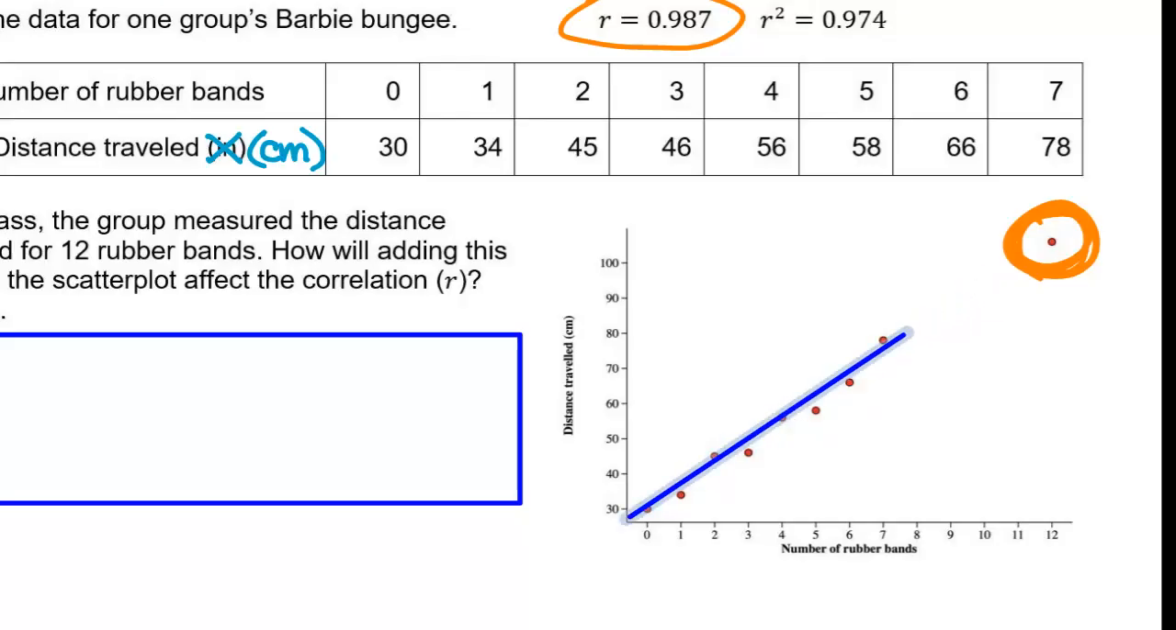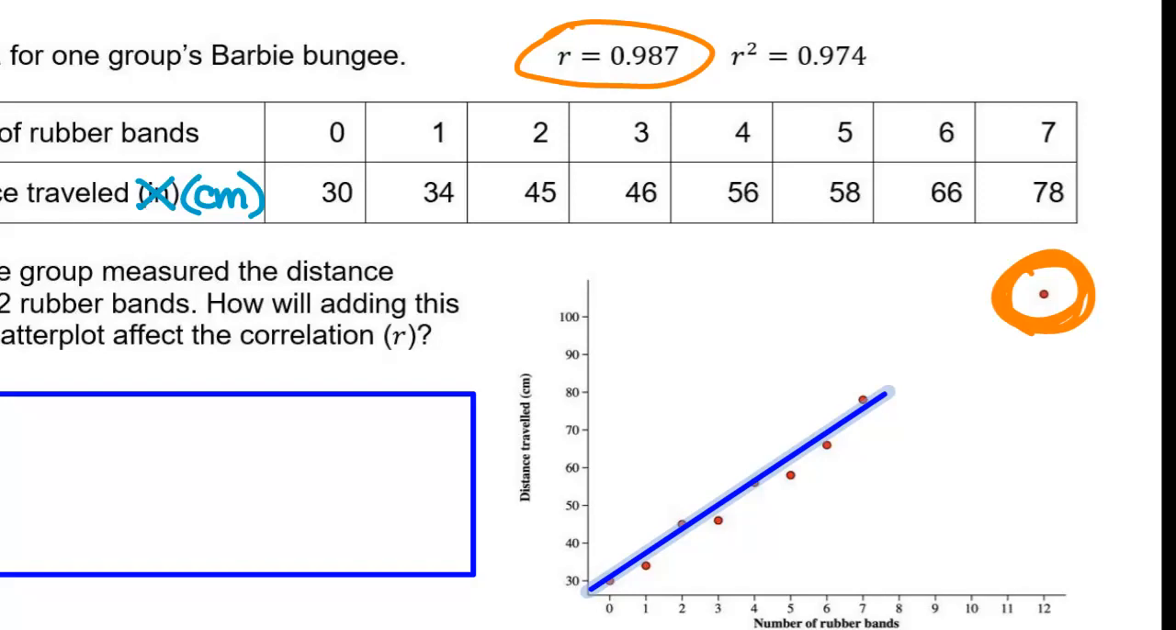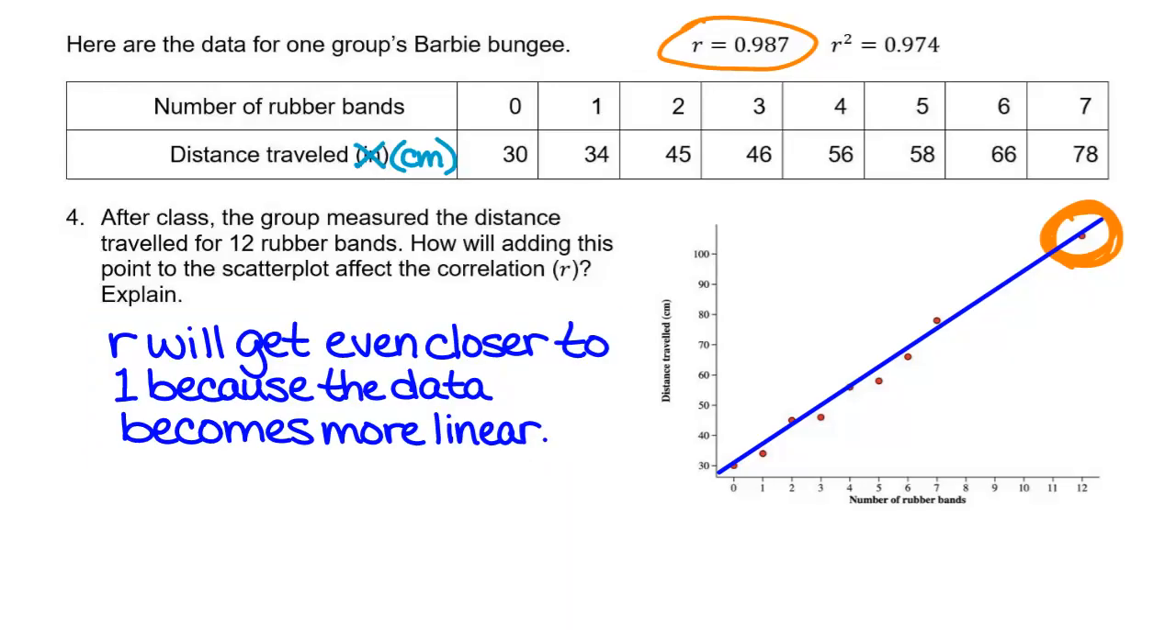So here's my data and a line of best fit through my data. If I extend that out, it pretty much goes through that dot. So that strengthens my overall correlation. If it strengthens the correlation, R is going to get closer to what number? 1. R is going to get even closer to 1. It's already pretty close to 1, but R is going to get even closer to 1 because the data becomes more linear.